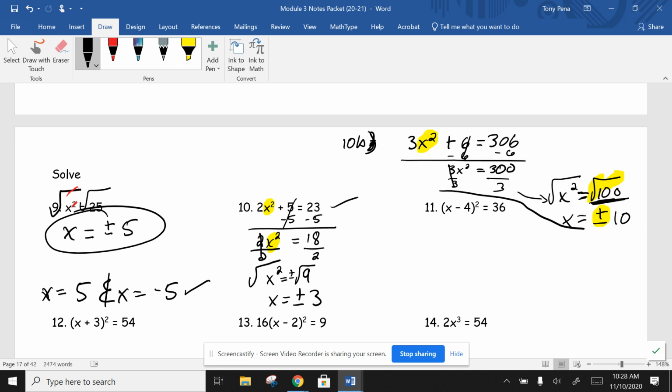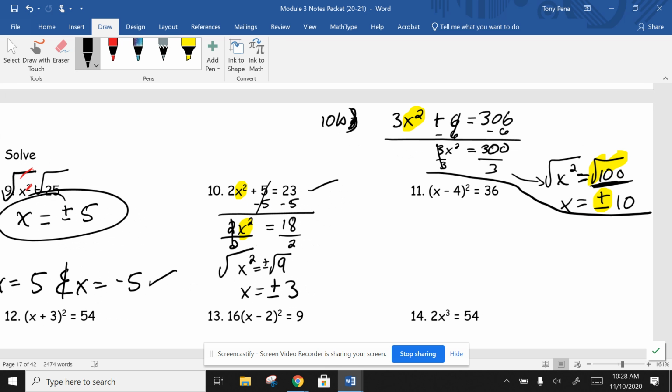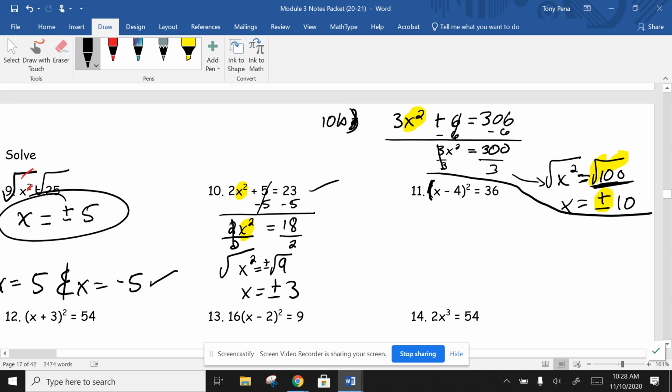With that now, these are the ones, please be careful of, that people tend to mess up. So number 11, notice now, isn't the square by itself? The squared is that entire parentheses. That thing is already isolated.